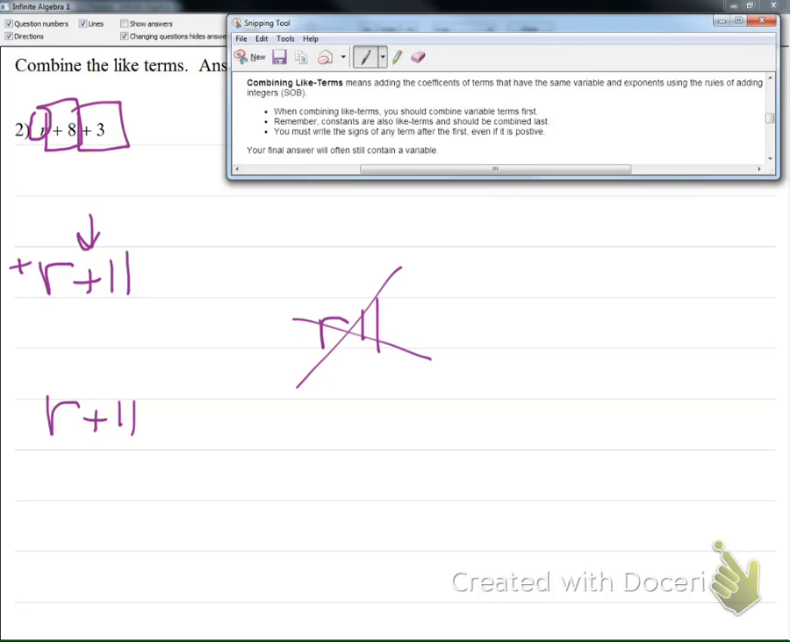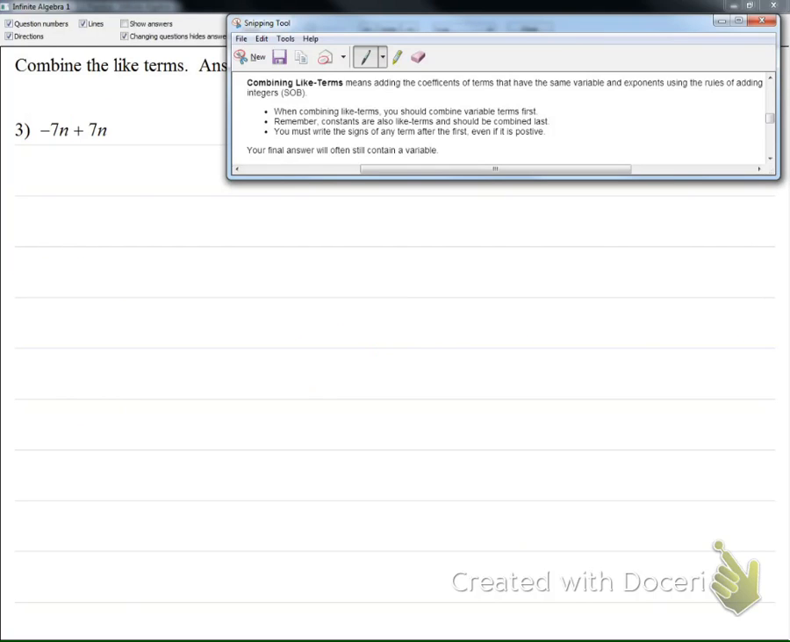Let's look at another one. In question number 3, we have a negative 7n, that's one term, and a positive 7n, that's another term. Those are both variable terms. We don't have any constants in this problem, so we're not going to have a second term here. We're just going to have one term in our final answer.